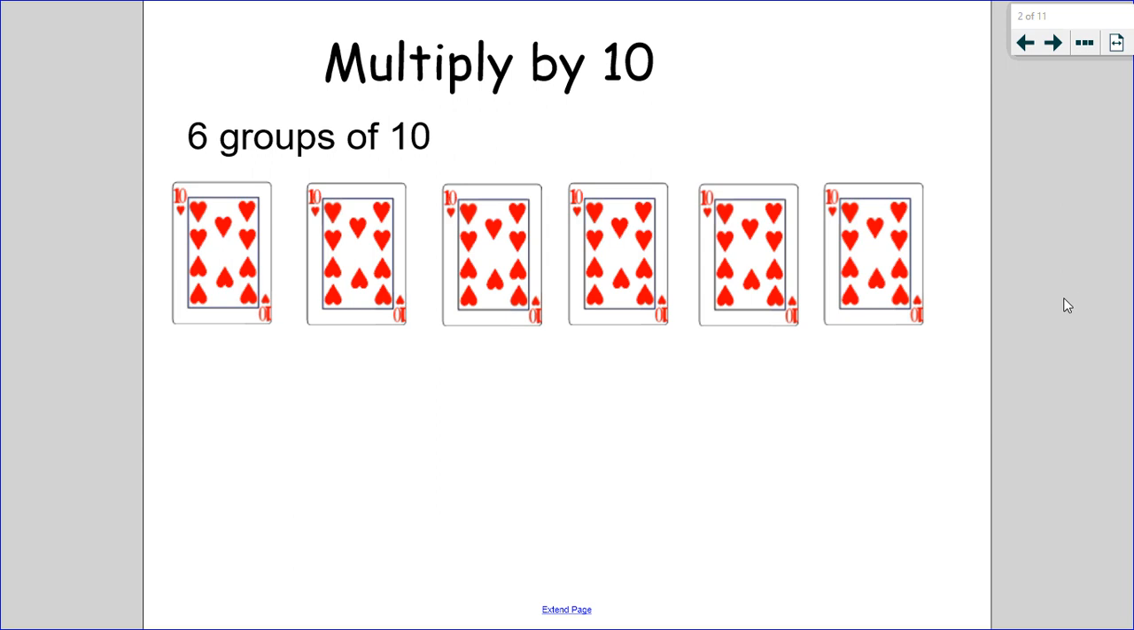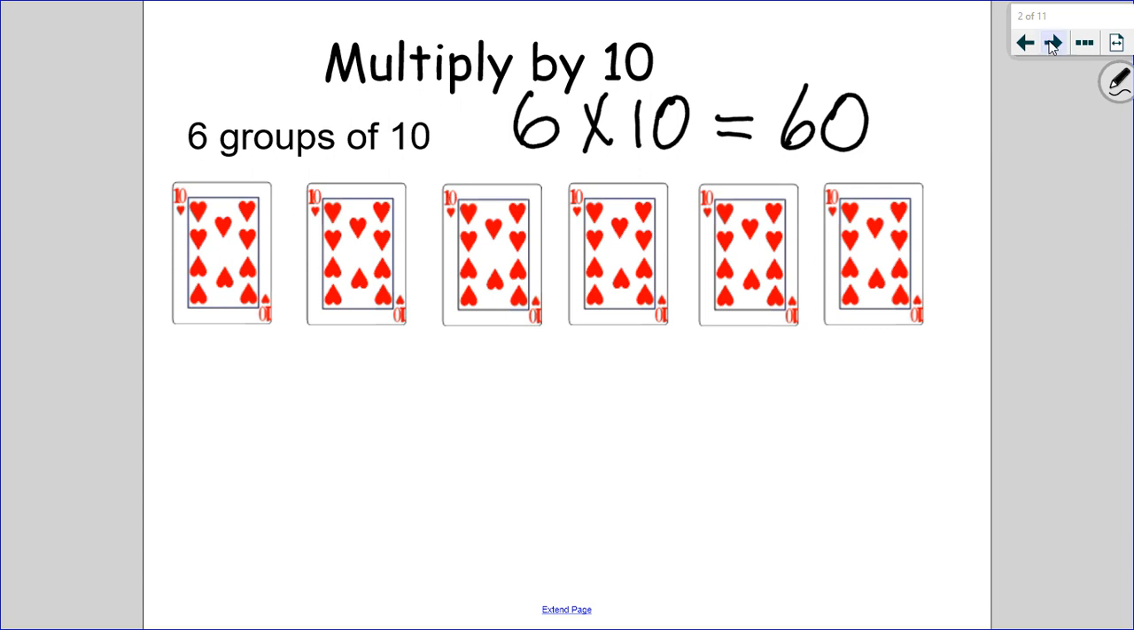Now remember that multiplying is working with groups of things, equal groups. We have learned to multiply by 10. So let's look at this slide. It says 6 groups of 10. So I just used some cards that each have 10 hearts. So I have 6 cards. That would be my groups. And there are 10 hearts on each card. An easy way to write this would be the multiplication problem. 6 times 10 equals 60, because I have 6 cards or groups with 10 hearts.